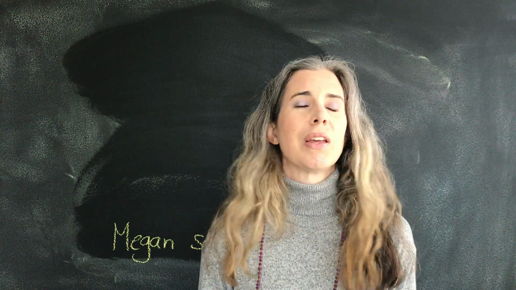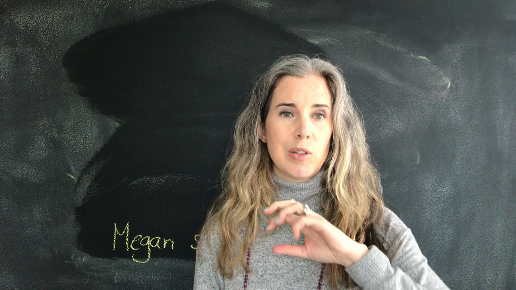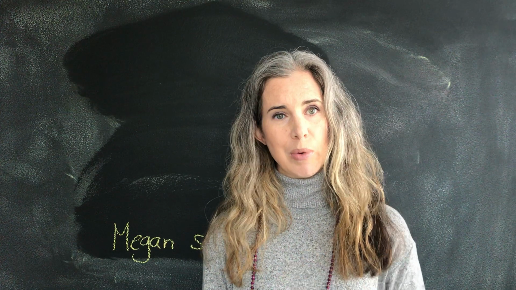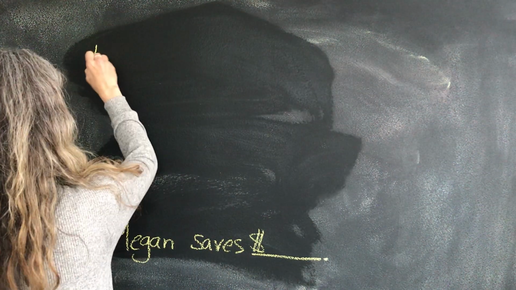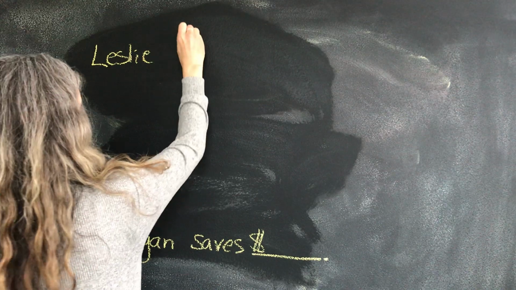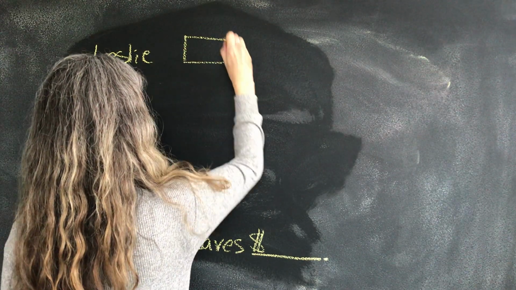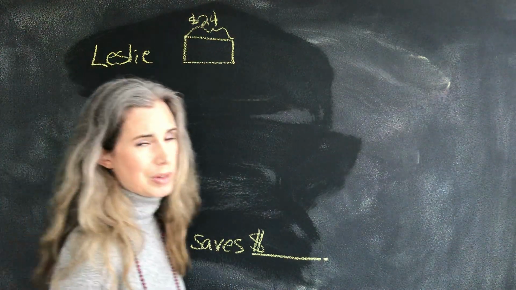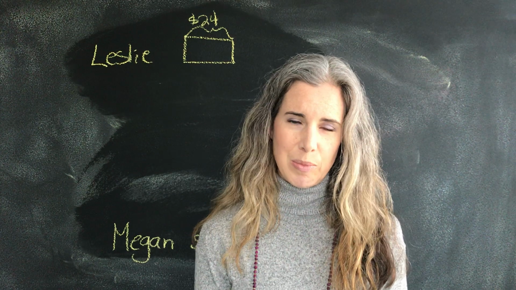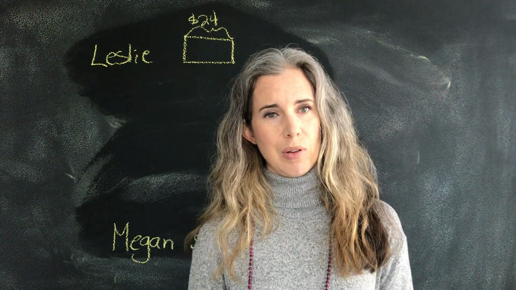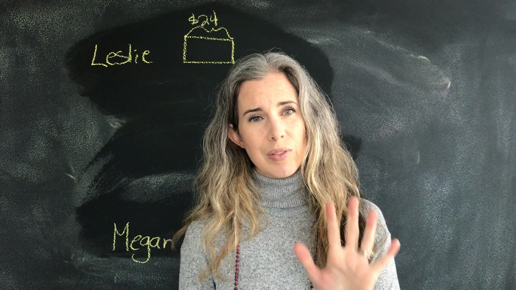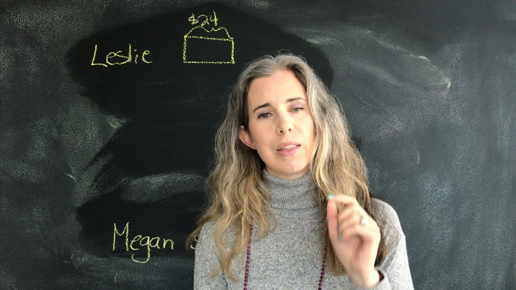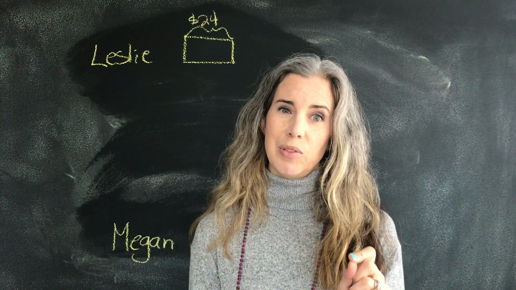So let's go ahead and let's draw a bar model. Let's draw that one section to represent what Leslie has. So Leslie saves 24. Draw a bar for that. And label it $24. Okay. Now, take a minute. Draw a bar model for Megan. She saves 5 times as much. So your bar needs to have 5 sections to it. And then label it with a question mark to show what it is we're solving for.